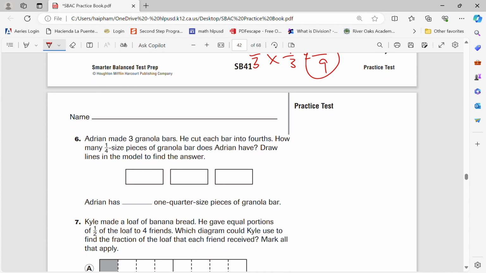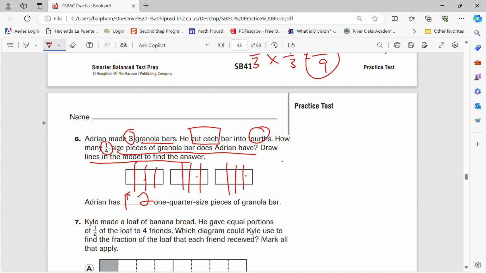Moving on to number 6. Adrian made 3 granola bars. He cut each bar into fourths. How many 1/4 pieces of granola bar does Adrian have? Draw lines in the model to find the answer. This time, to make fourths, we're going to draw 3 lines. 1, 2, 3, 1, 2, 3, 1, 2, 3, and we should have 12 here. 4, 8, 12. So again, 3 divided by 1/4 is the same as 3 times 4, which will give you 12.